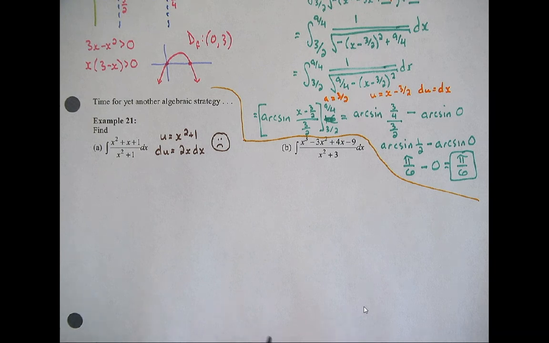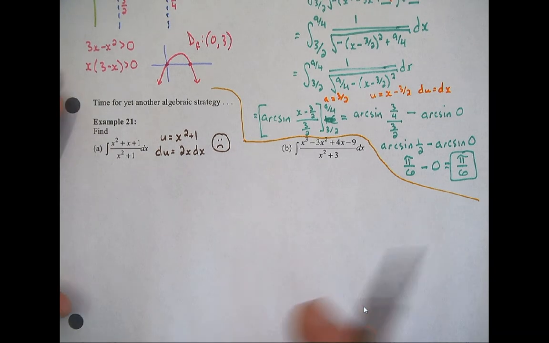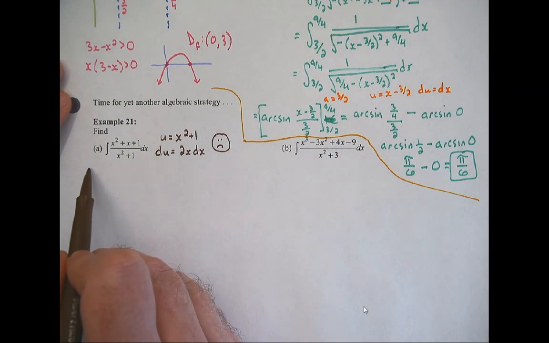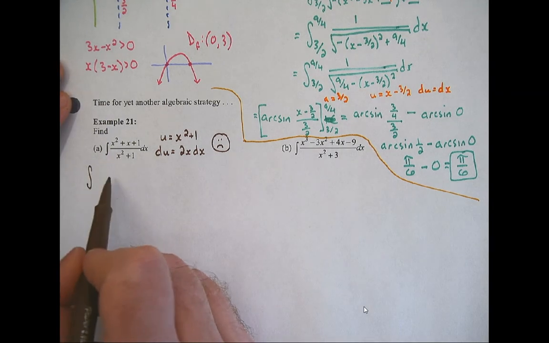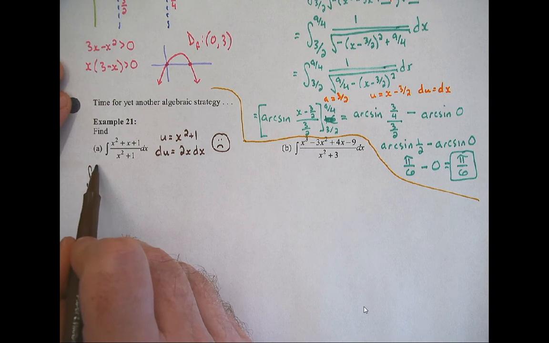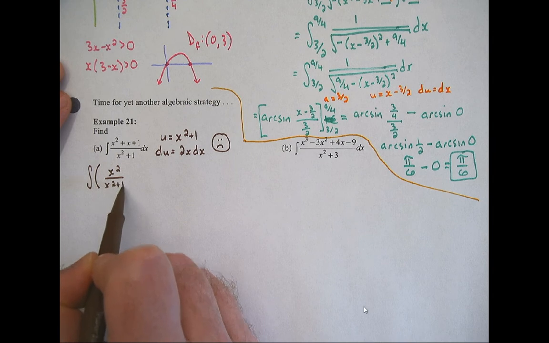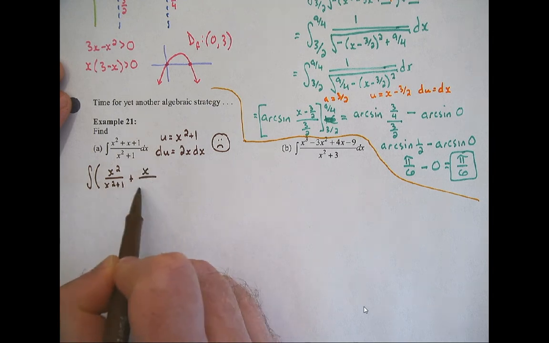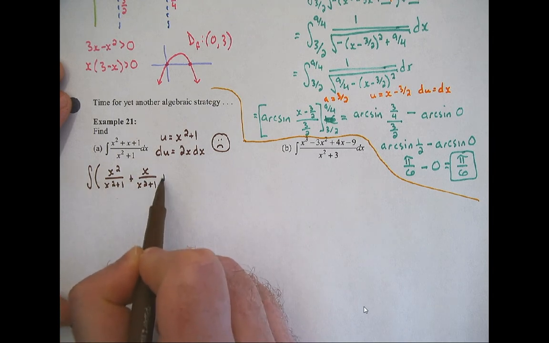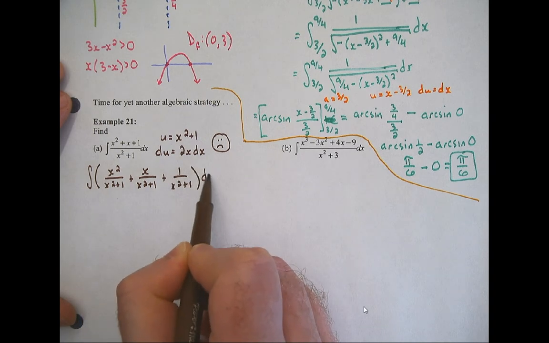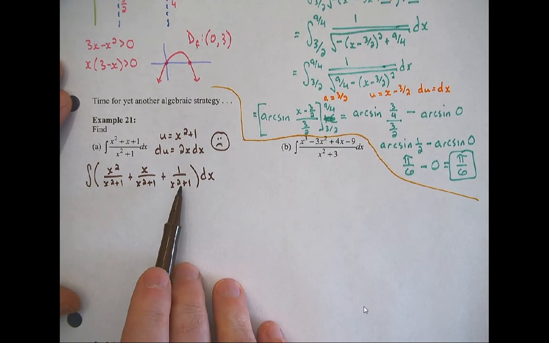What else could we do? What if we tried to separate? That was one of the moves that we learned earlier. Try to break each one of these up into their own. So that would be the integral of x squared over x squared plus 1 plus x over x squared plus 1 plus 1 over x squared plus 1 dx.